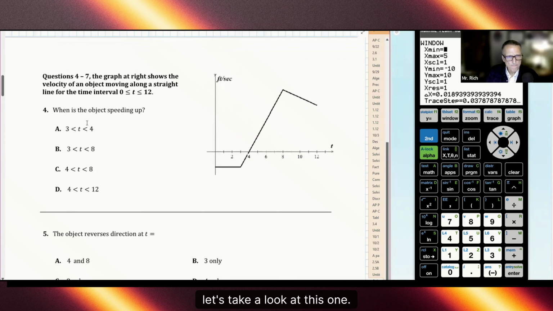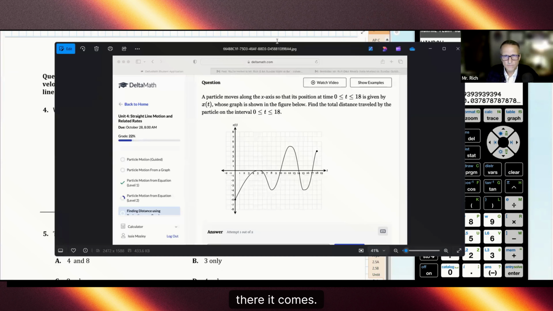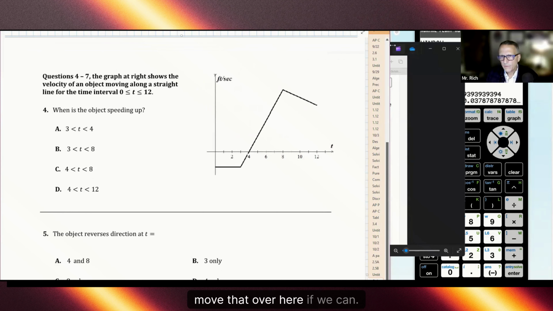All right, let's take a look at this one. Now I see that one. You see, there it comes. Okay, we'll move that over here if we can.